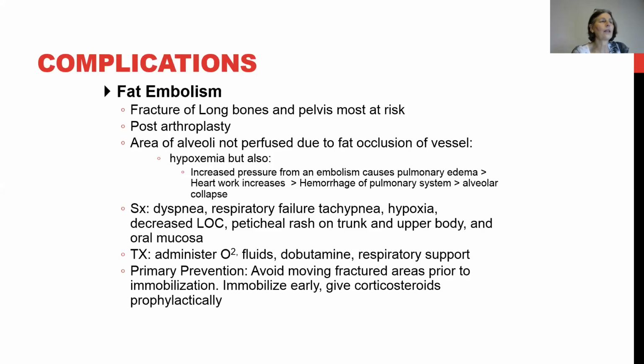How do we prevent fat embolism? Well, fat embolism is when marrow, yellow fatty marrow, breaks off and gets in the bloodstream. So moving that fractured area a lot, handling that patient, is more likely to cause it. So immobilize the fracture earlier. Try not to move that fractured area any more than absolutely possible. And glucocorticoids intravenously can be prophylactic for a fat embolism. So the steroids, IV steroids.